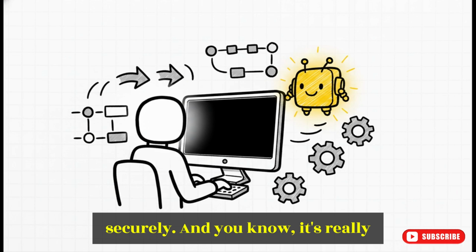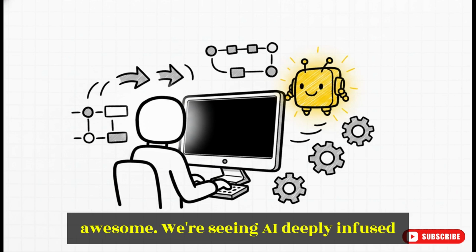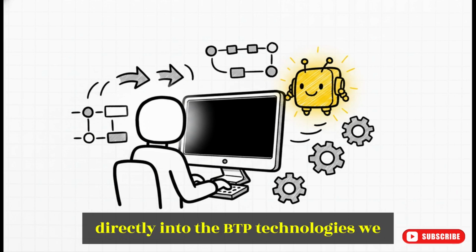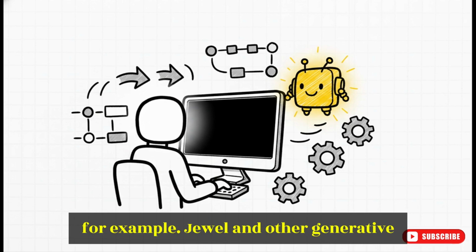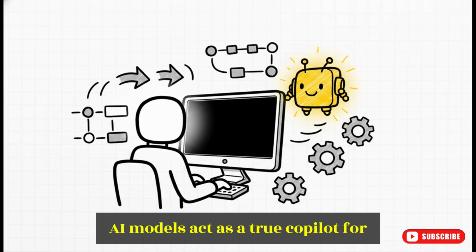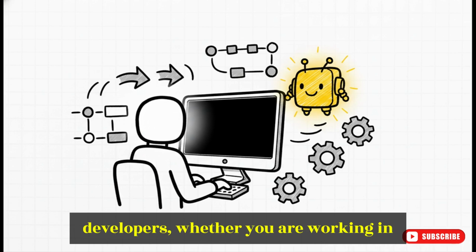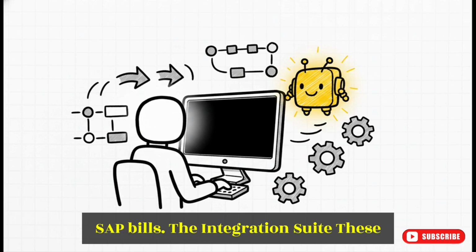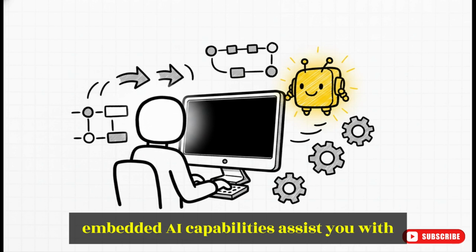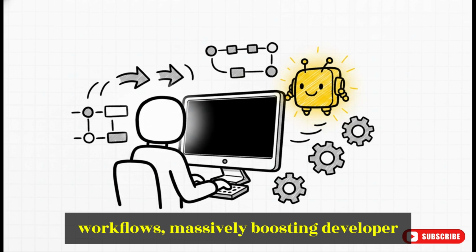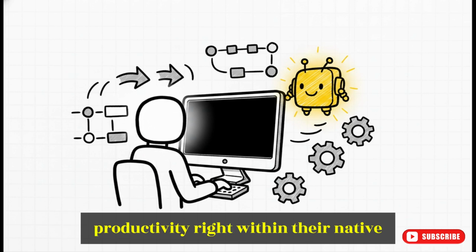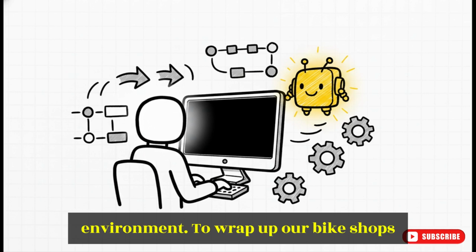And you know what's really awesome? We're seeing AI deeply infused directly into the BTP technologies we literally just talked about. Take Joule, for example. Joule and other generative AI models act as a true co-pilot for developers. Whether you're working in SAP Build or the integration suite, these embedded AI capabilities assist you with accelerated coding and automating complex workflows, massively boosting developer productivity right within their native environment.